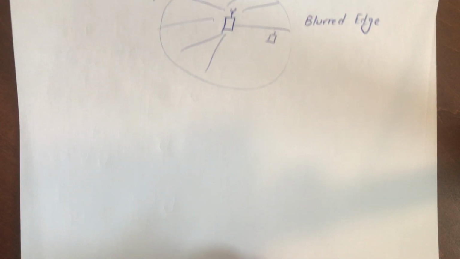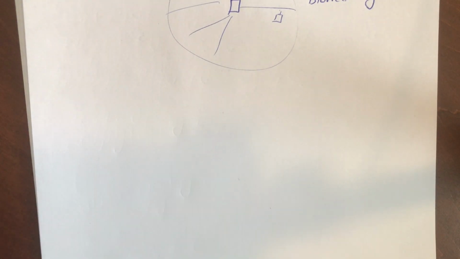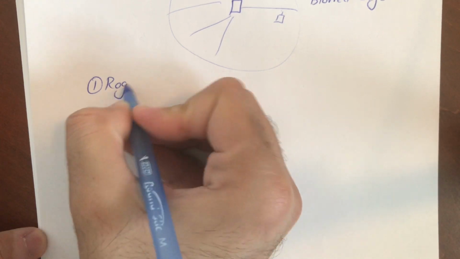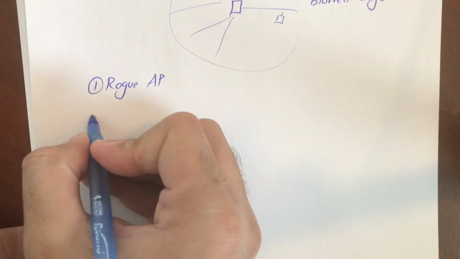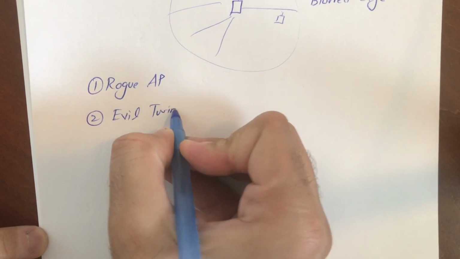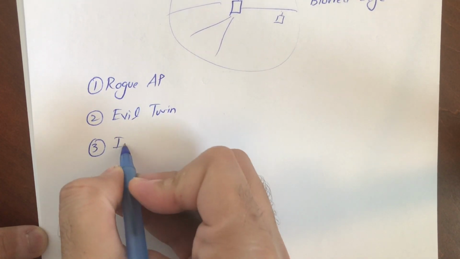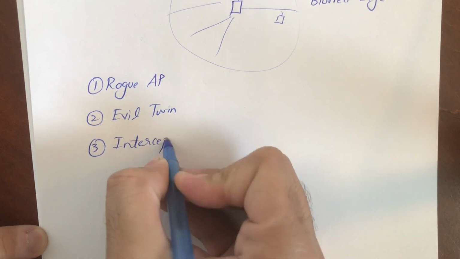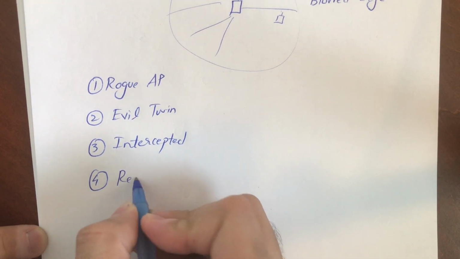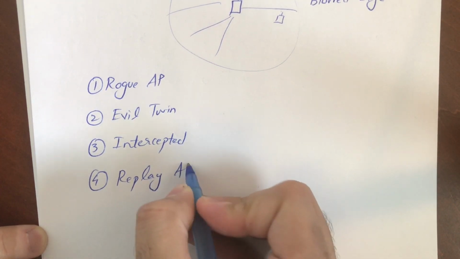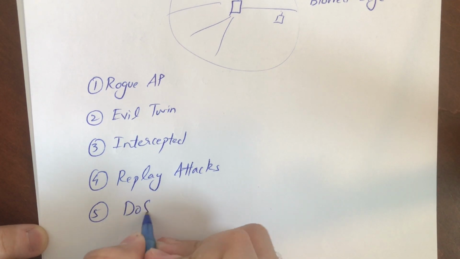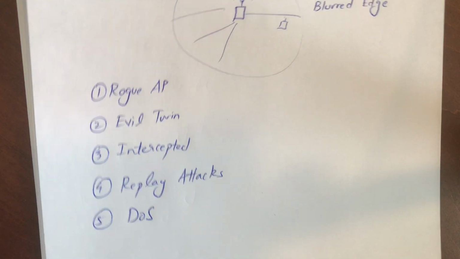Other than that, there are many other security attacks which target Wi-Fi networks. Number one is the rogue access point. Second is the evil twin. Third problem is data can be intercepted. We already talked about it, how we can take care of this. Then replay attacks. Fifth, DoS attack, like jamming and all that stuff. We'll talk about all of them one by one.